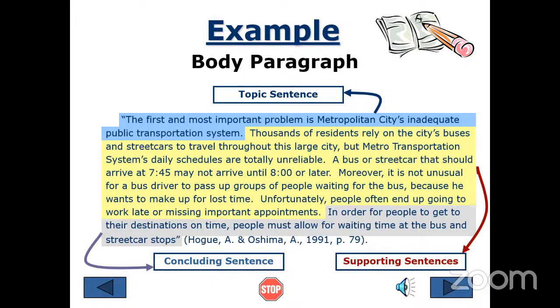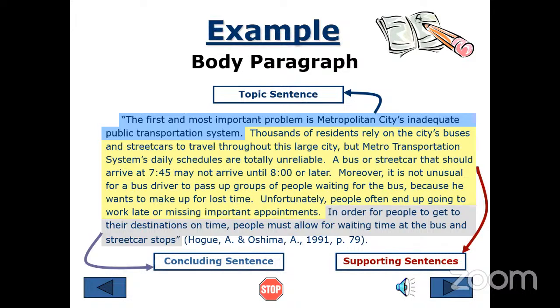Unfortunately, yes. In order for people to get to their destinations on time, people must allow for waiting time at the bus and streetcar stops. Then we have the citation, right? So in parentheses we have where I found this information, right? So it's important to do it. The concluding sentence is, in order for people to get to their destinations on time, people must allow for waiting time at the bus and streetcar stops.